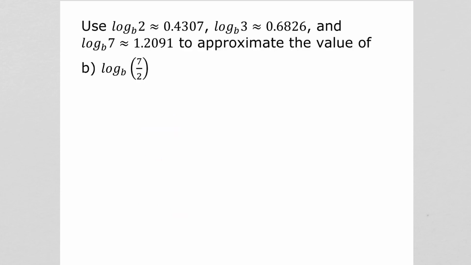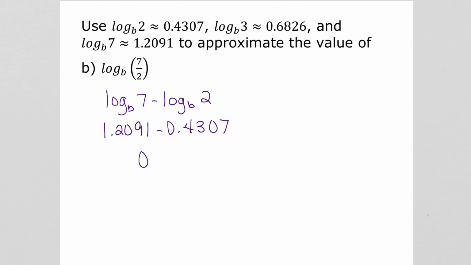And part B, we've got log base b of 7 divided by 2. Well, that would be log base b of 7 minus log base b of 2. Log base b of 7 is 1.2091. And log base b of 2 is 0.4307. Put that in your calculator, you get 0.7784.